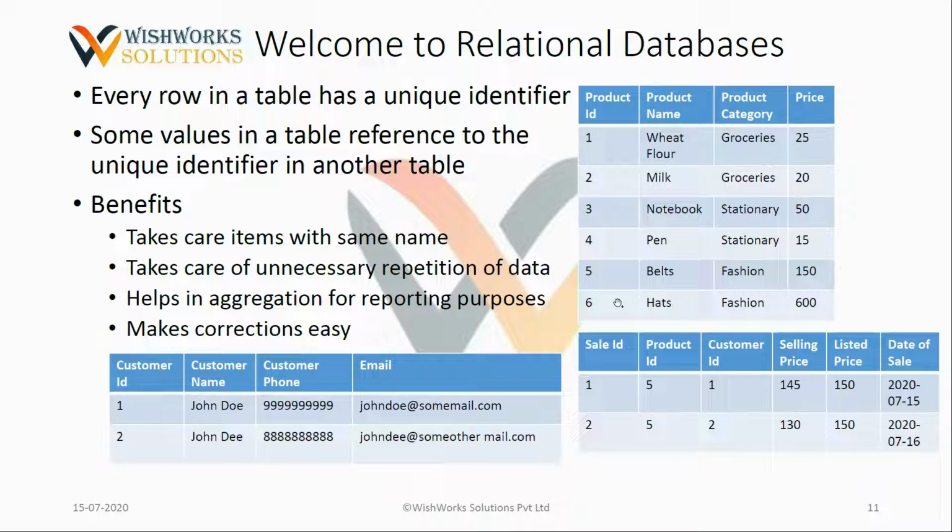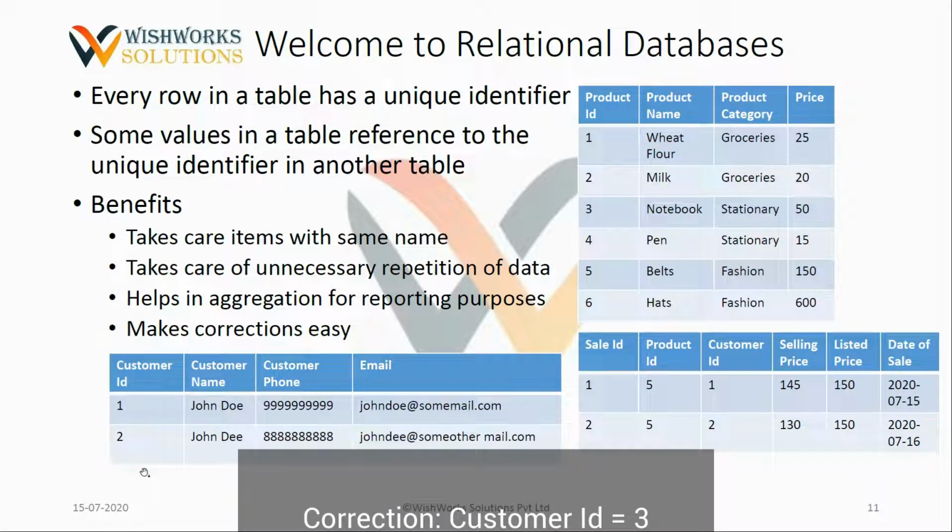In this table, if you see, every row has got a unique identifier, right? Wheat flour identifier is one, milk identifier is two, and so on. So if I ask you what is the product whose product ID is 5, you simply go ahead and check it out here and tell me 5, that is belts. If I ask you who is the customer whose customer ID is 1, you simply come here and say John Doe. Similarly, if there's another customer with the same name as John Doe, then his customer ID will be 2. So if I ask you who is customer ID 2, then you again come here and say that is again John Doe.